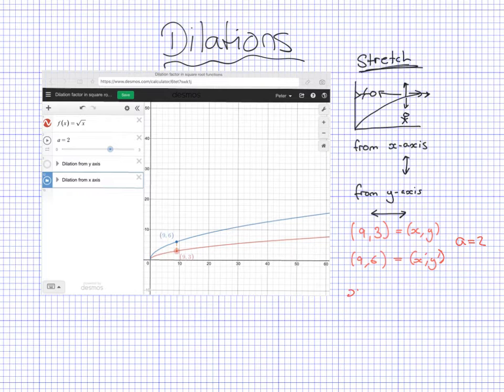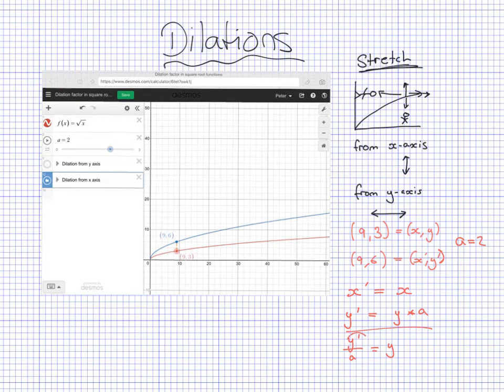So we could say that the image of x equals the original, and we can say that the image of y equals 3 times a. And if you wanted to write that in terms of x, you would say that the original y has been multiplied by whatever a is. Now, if you remember how we did this last time, you have to get this in y equals, so you'd need to divide by a, so the image of y over a equals y.